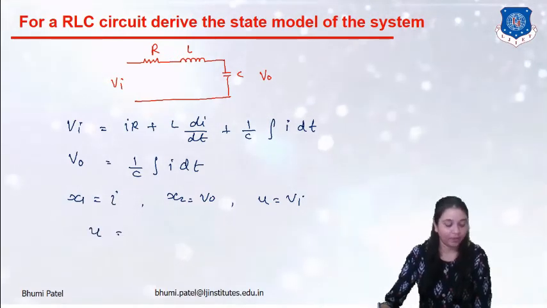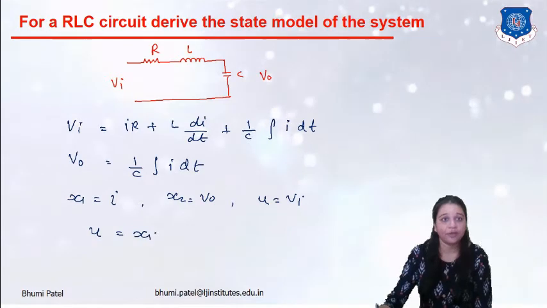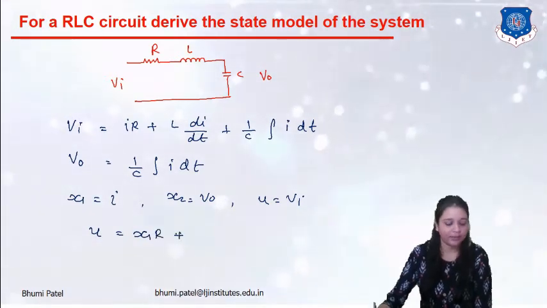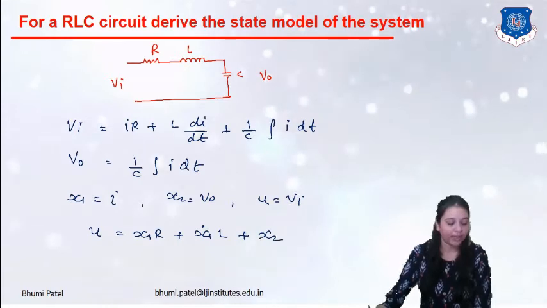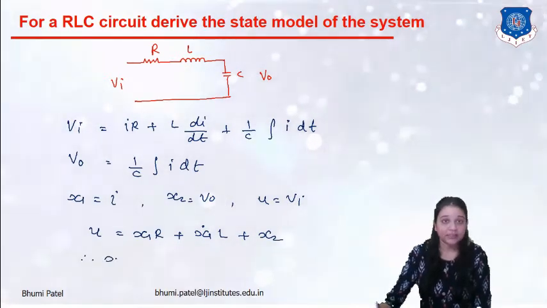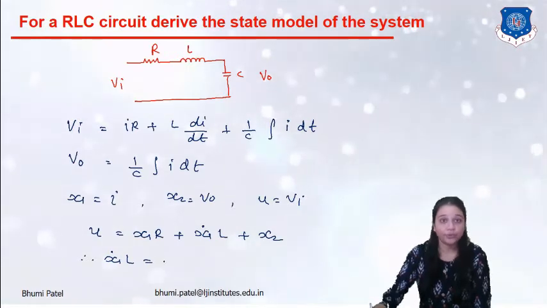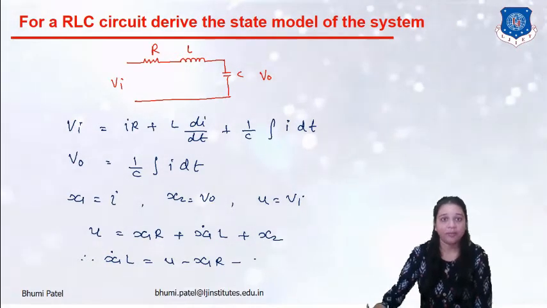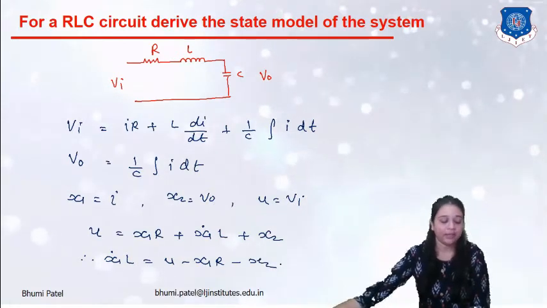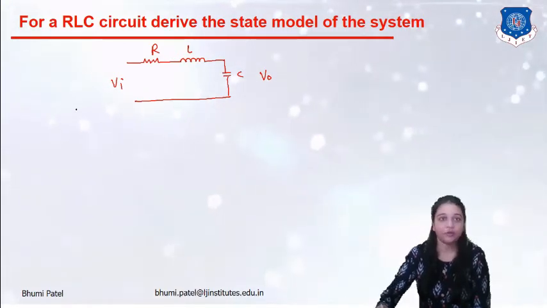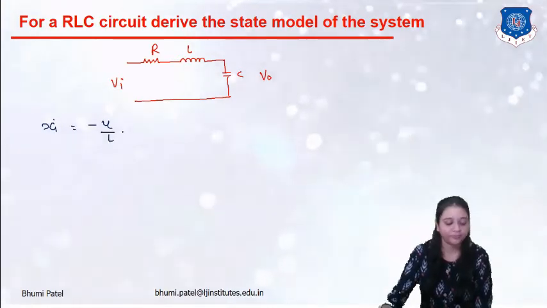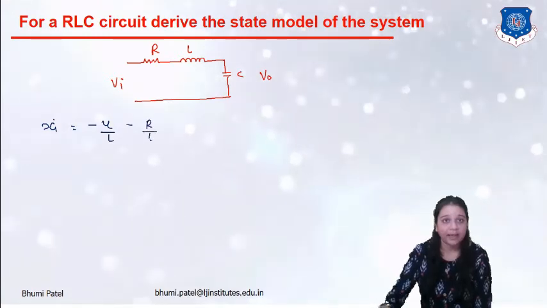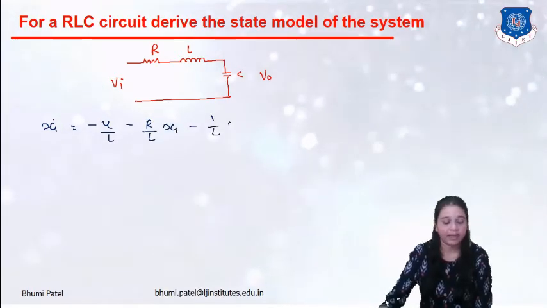So u is equal to I into R plus L di by dt plus x2, with I equal to x1. That means u is equal to x1 into R plus x1 dot into L plus x2. Now we get x1 dot L is equal to u minus x1 R minus x2. Now simplify this equation and find the value of x1 dot. So x1 dot is equal to u by L minus R by L x1 minus 1 by L x2.